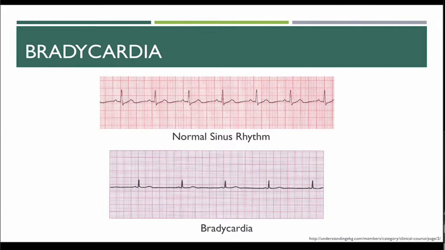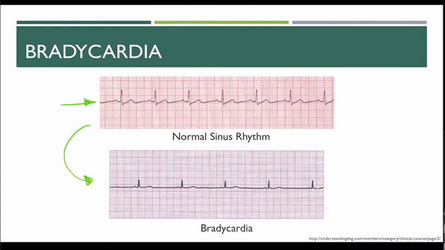So bradycardia is a phenomenon where you have a slower than normal heart rate. For these slides, I'm going to have normal sinus rhythm up at the top, so that you can compare it to the abnormality on the bottom, which is bradycardia. Bradycardia is considered an arrhythmia, even though it has a regular rhythm. They push them all into the same category.